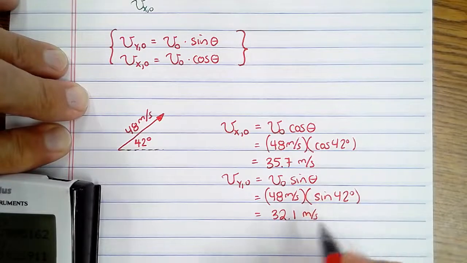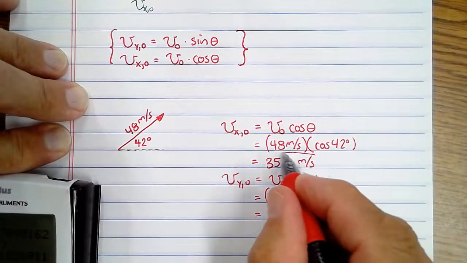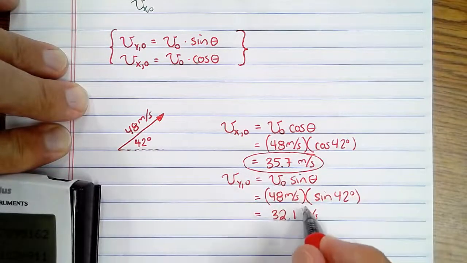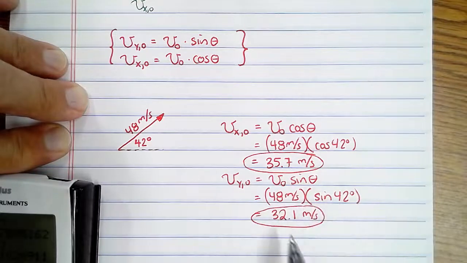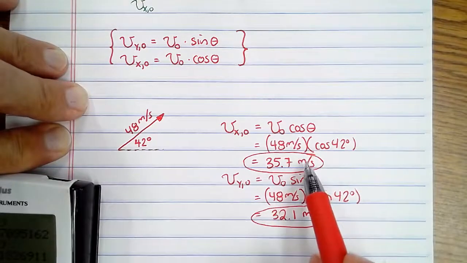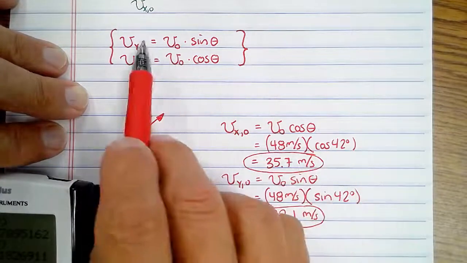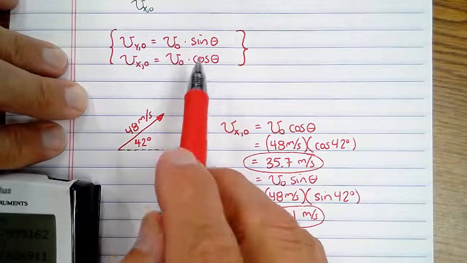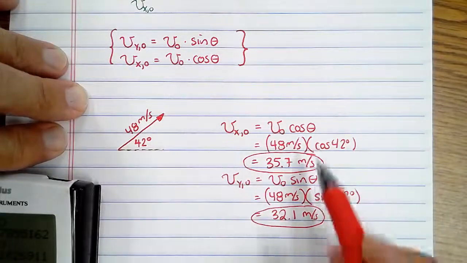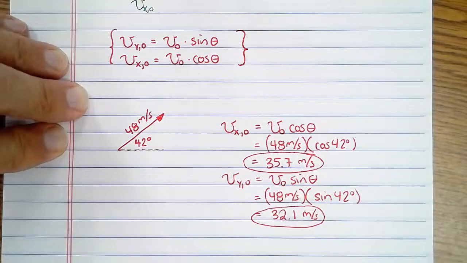32.1 meters per second. So what we've found are the initial velocities of the projectile vertically, that's in the y direction, and horizontally, that's in the x direction. Okay? So that's all the trig we're going to use. So go ahead and write this down so you can use it in your toolbox, and then there's an example of how to use it. And then you're going to practice solving some problems with that.